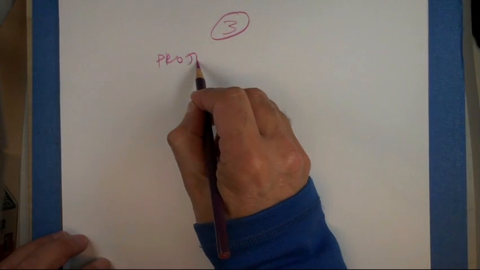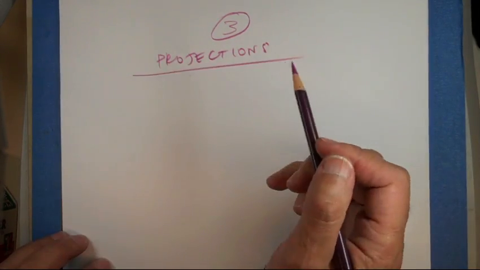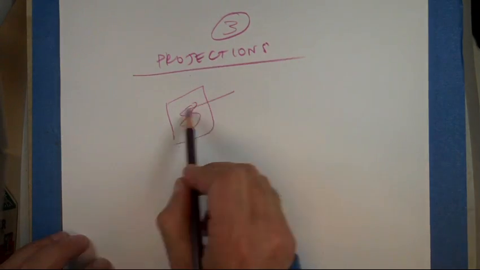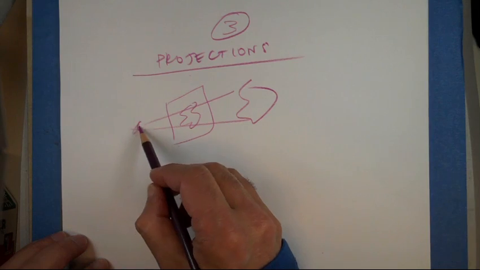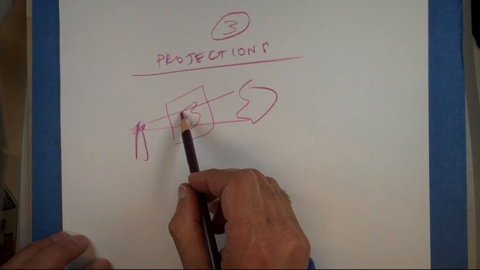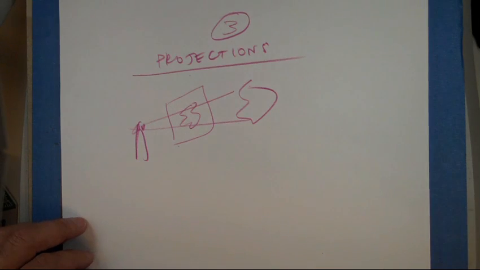Projections. You can think of projections, for drawings, as looking through a window. You see something across the window, and if you were to trace that on the window, that's what you would see. That's your drawing.